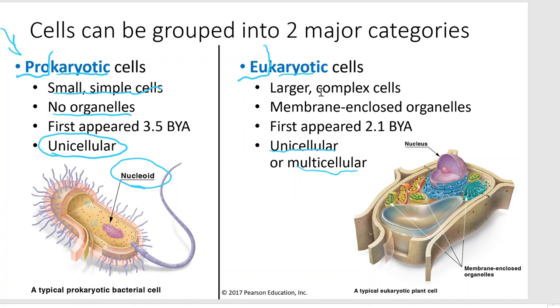Eukaryotic cells, on the other hand, developed later or evolved later in time. They evolved from prokaryotic cells. They can be both unicellular or multicellular, and they're going to be larger, more complex, and have membrane-bound organelles.